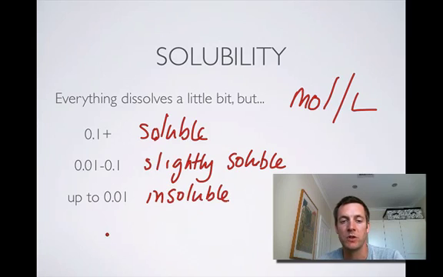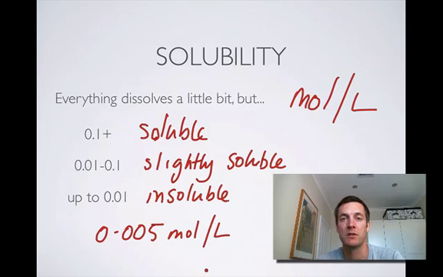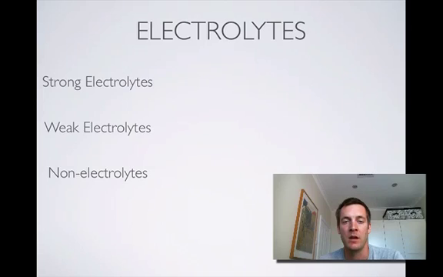Okay, so a substance that, let's say, could only dissolve 0.005 moles in every litre of solvent, it's clearly dissolving a little bit, but by these definitions we term it insoluble. Okay, now we're moving on to some more very important key terms.